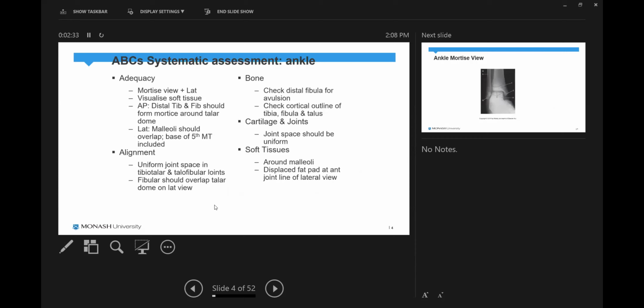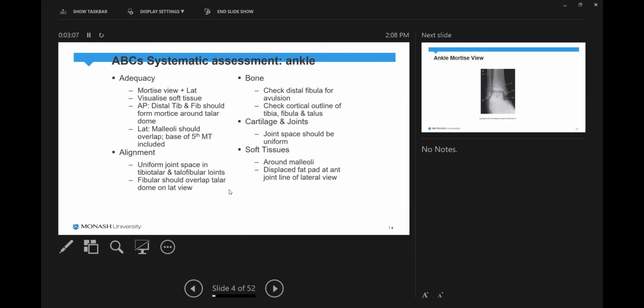In terms of the ABCs for the ankle, you should have a mortise view as well as a lateral as a minimum. The x-rays should be such that you can visualize the soft tissue, and on the AP view, the distal tib and fib should form around the mortise, and on the lateral view, the malleoli should overlap, and very importantly, the base of the fifth metatarsal should be included.